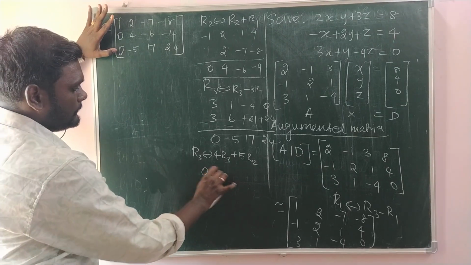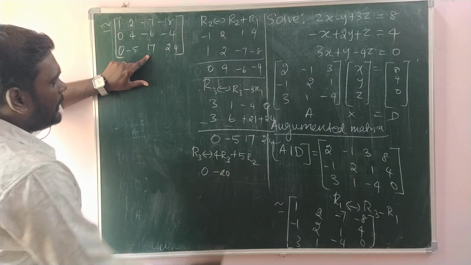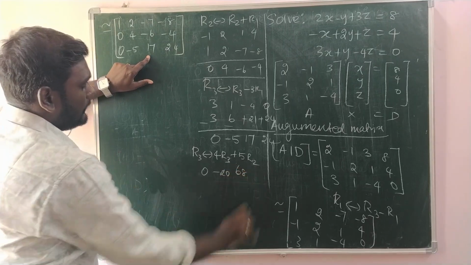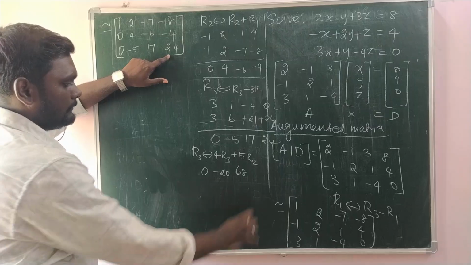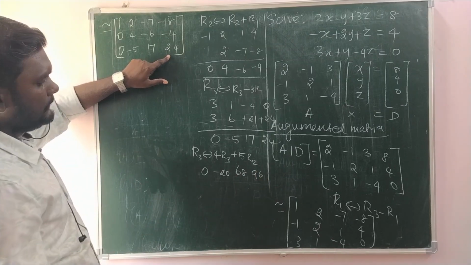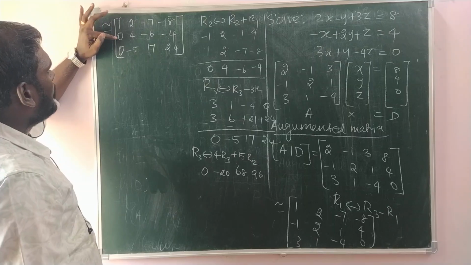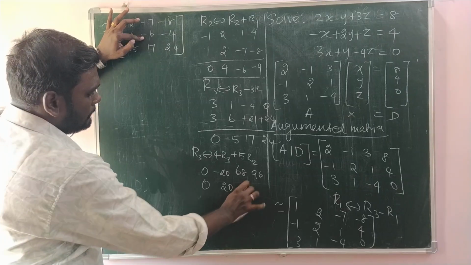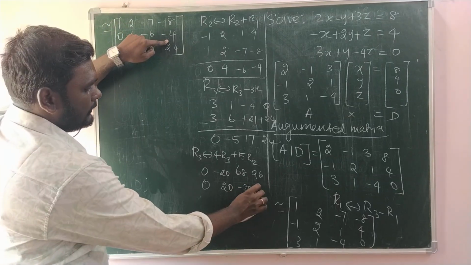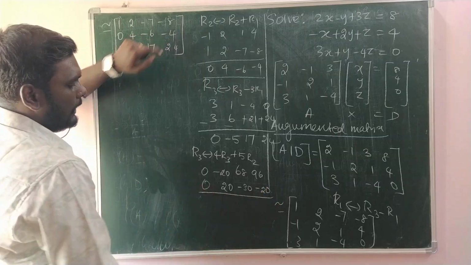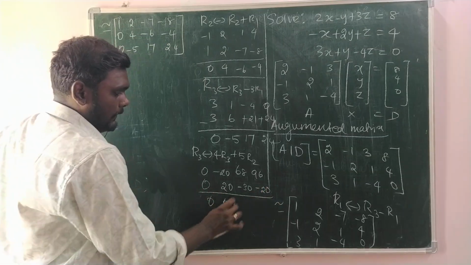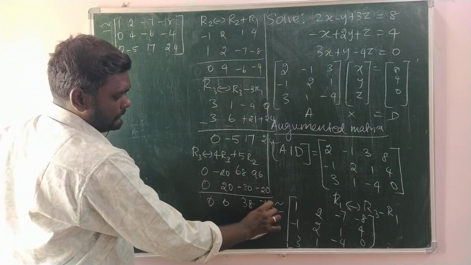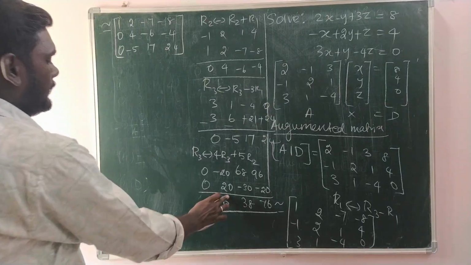4R3 means 0, minus 20, 4 times 17 is 68, 4 times 24 is 96. And 5 times R2: 0, plus 20, 5 6s are 30, minus 30, and 5 4s are 20, minus 20. Add them. So this is 0, 0, 38, and this is 76. Okay, so this new row is what?